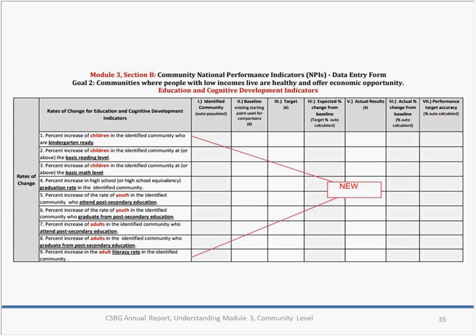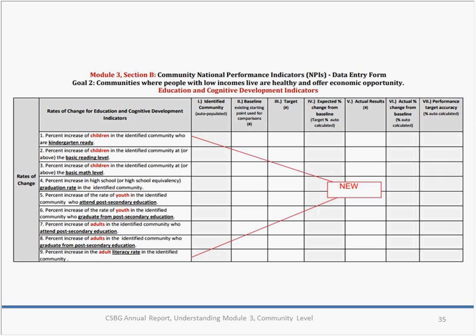Domain 2, education and cognitive development indicators, and these are the rates of change. Remember that you can report in counts, you can report in rates. It's an either or, and in some cases you might select to report in both counts and rates of change. All of these are new indicators. Examples in these rates of change are the percent increase of children in the identified community who are kindergarten ready.